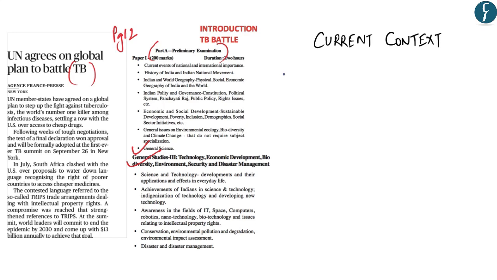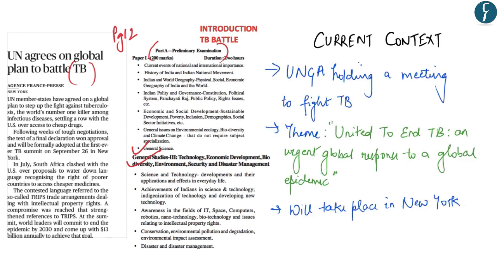The United Nations General Assembly has decided to hold a high-level meeting on 26 September 2018 to fight against tuberculosis, and the theme for this meeting will be United to End Tuberculosis, an urgent global response to a global epidemic. Also, this meeting will be held in New York. So it is in this context that we'll identify the aim and objectives of this talk, which is going to happen in late September. And secondly, we'll talk about a medicine named bedaquiline, which is very effective in TB and has been recently in news for many reasons.